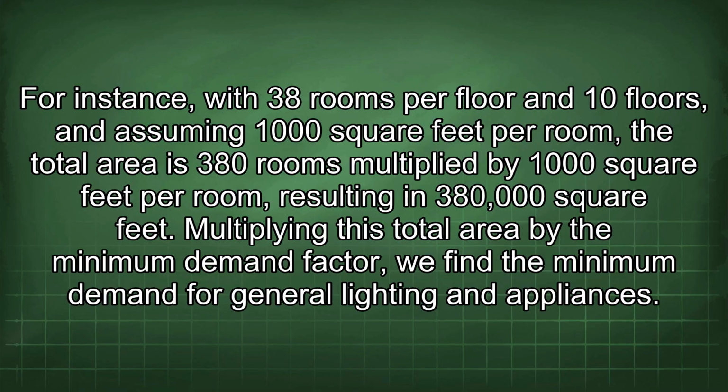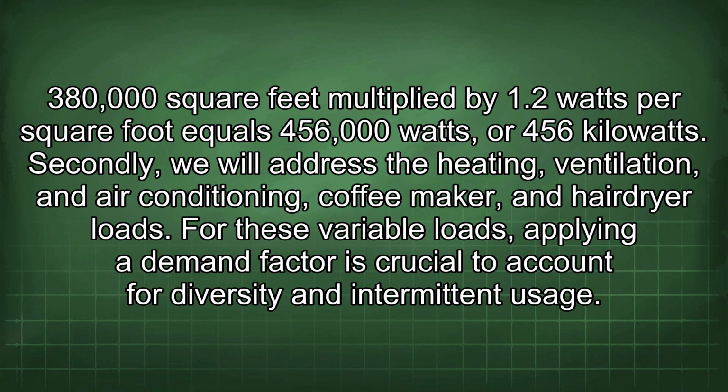Multiplying this total area by the minimum demand factor, we find the minimum demand for general lighting and appliances. 380,000 square feet multiplied by 1.2 watts per square foot equals 456,000 watts, or 456 kilowatts.